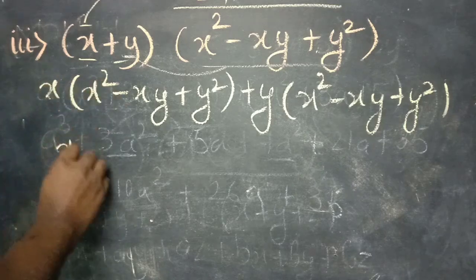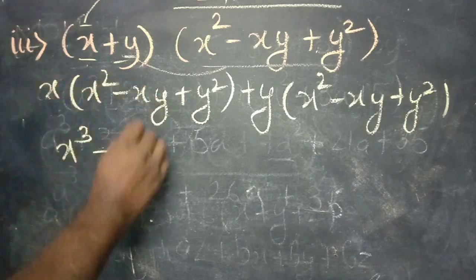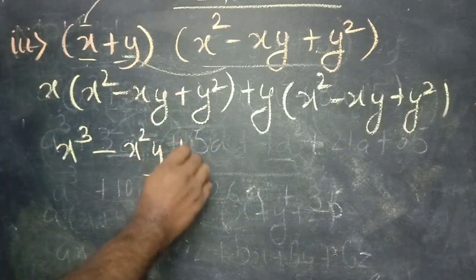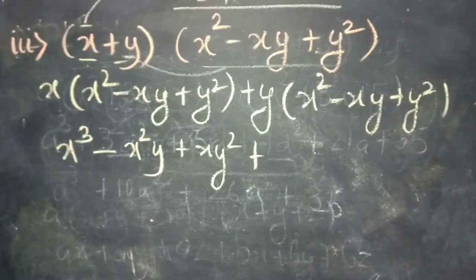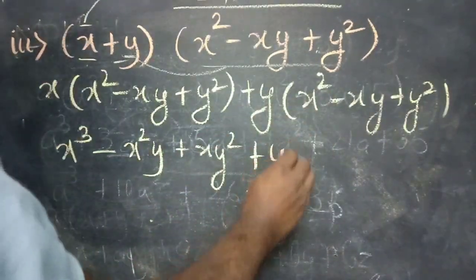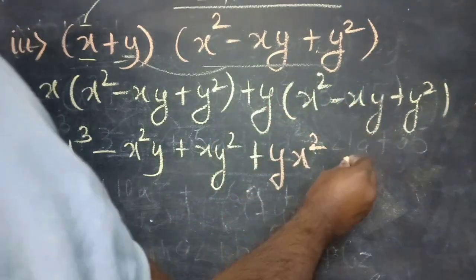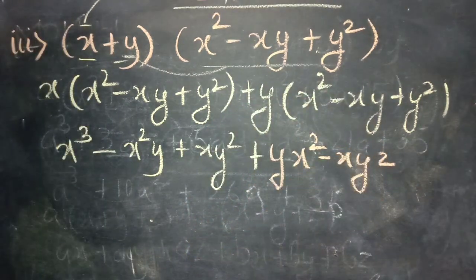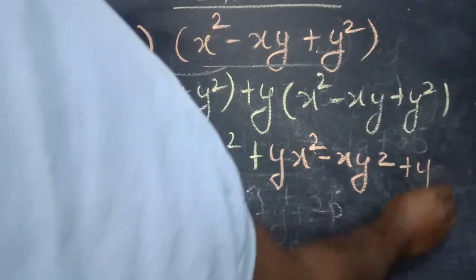x into x square is x cube. Now plus into minus is minus, x into xy is x square y. x into y square is xy square as it is. Now y into x square is y x square. Now y into minus xy is minus xy square, y into y square is y cube.